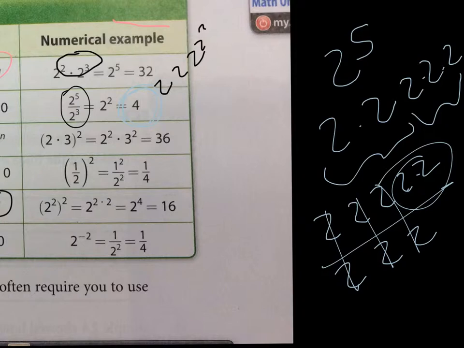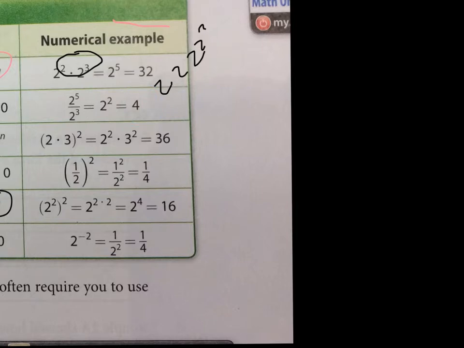All right, the next one. Let me go ahead and erase some of these so I can have some space here. Okay, so I'm going to erase all that. Let me erase these numbers here. All right, now I have more space.